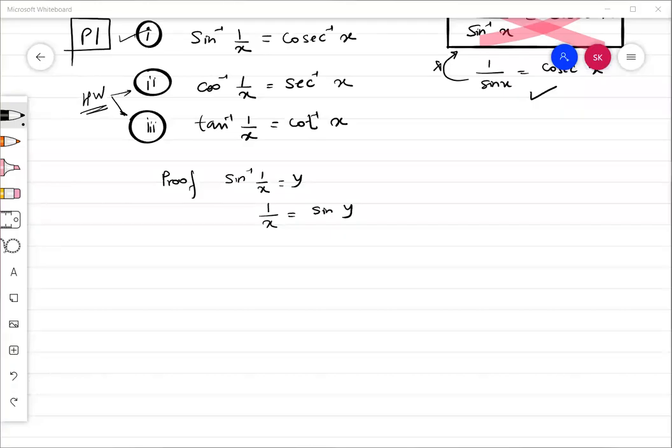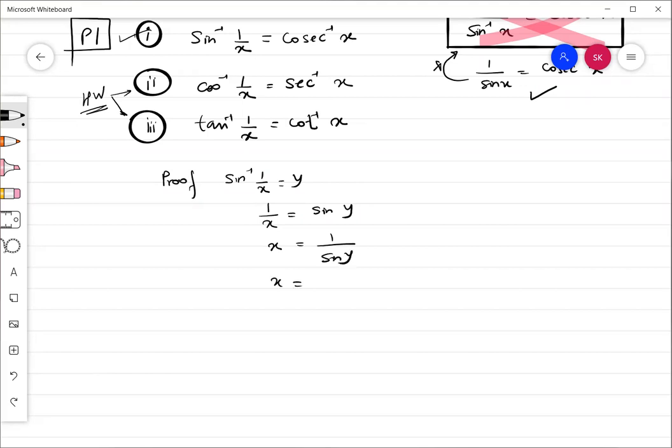So this is the property we are currently proving. In the first part, we have taken sine inverse of 1 upon x equal to y, and when we take the inverse function on the other side, it goes as a normal function, sine. It doesn't cross multiply, it doesn't shift minus minus; the inverse becomes the normal function. Now I will take reciprocal on both sides. So x will be equal to 1 upon sine y.